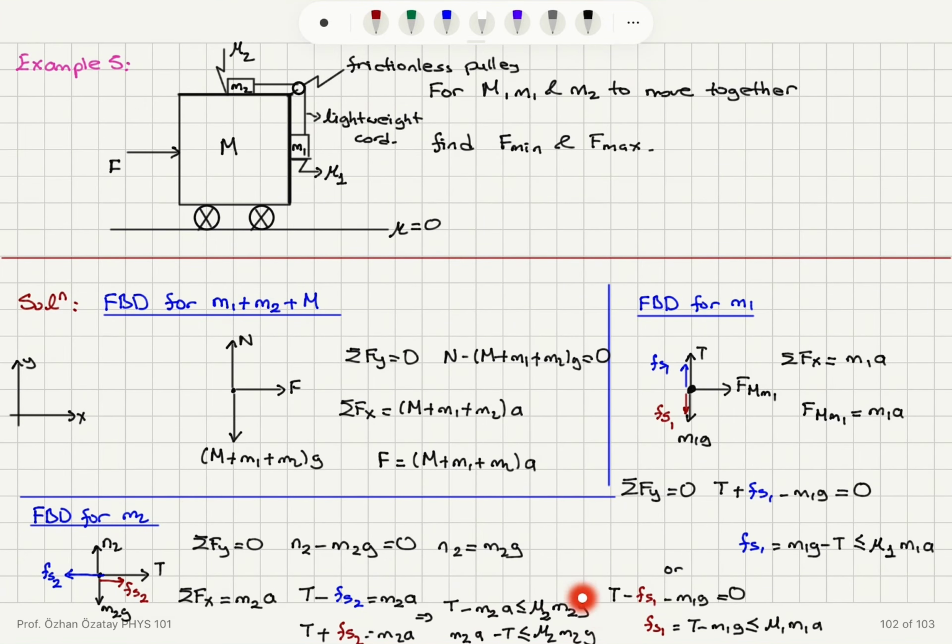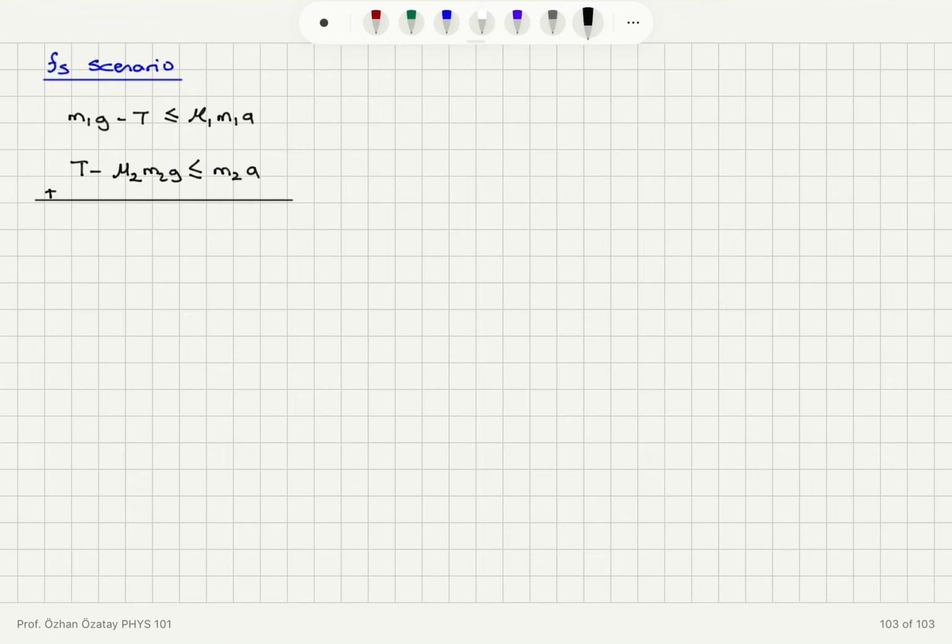So if I add these two, I will find the tensions will cancel. M1 minus mu2 M2, in parentheses, multiplied by G, divided by M2 plus mu1 M1, is less or equal to A. So this is one possibility.